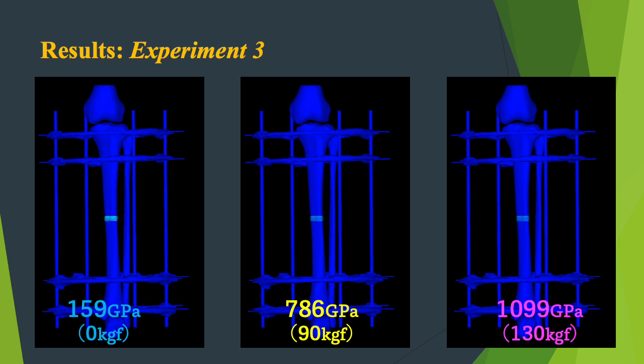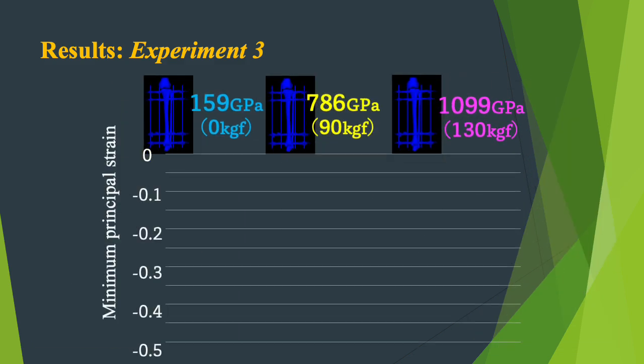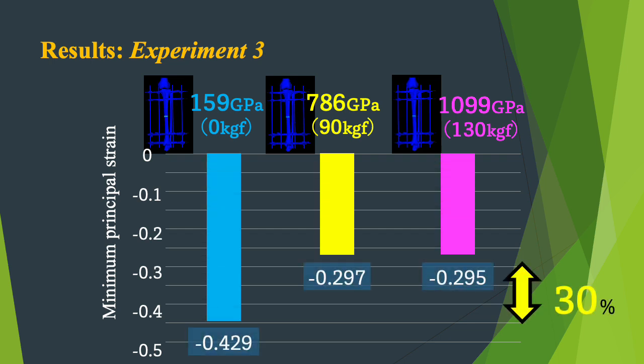Result. Let me show you the simulation video for each model. As you can see, the 159 GPa model showed the largest deformation. When we applied tension of 90 kgf or more to the wire, the overall model stiffness increased by approximately 30%.